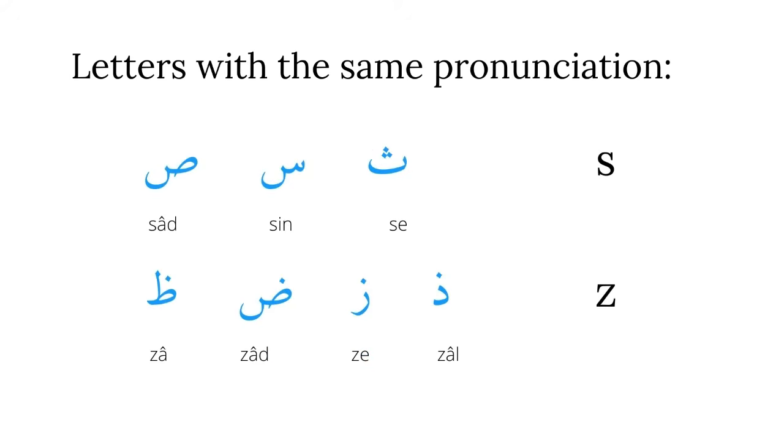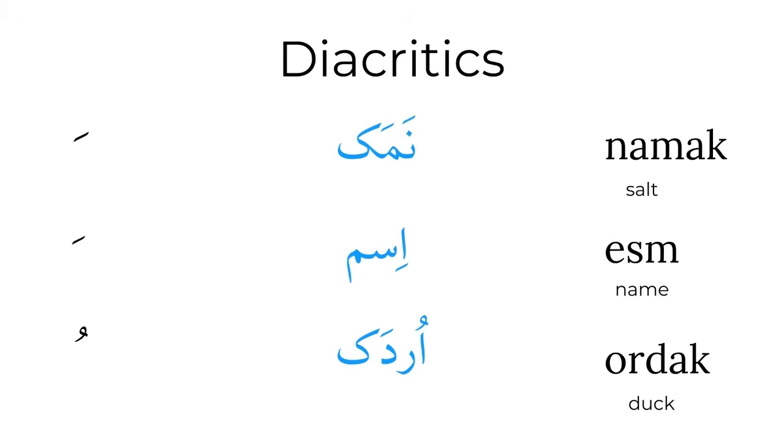3 s sounds: se, sin, and sad, and 4 z sounds: zal, ze, zad, and za. Now, if I'm not mistaken, these have different pronunciations in Arabic, but in Persian, they all sound the same. Okay, let's take a look now at our diacritics.